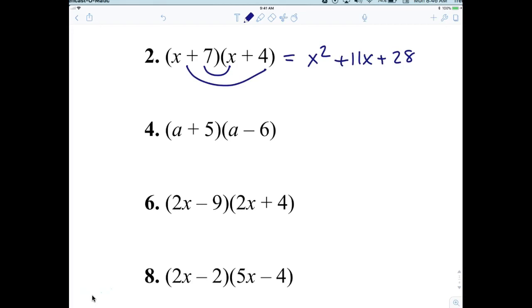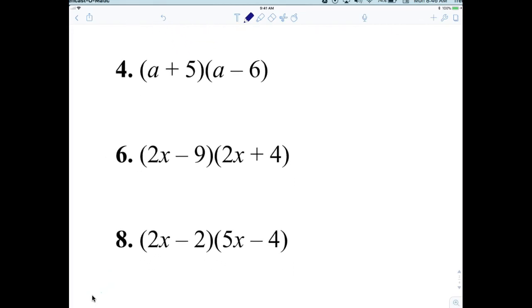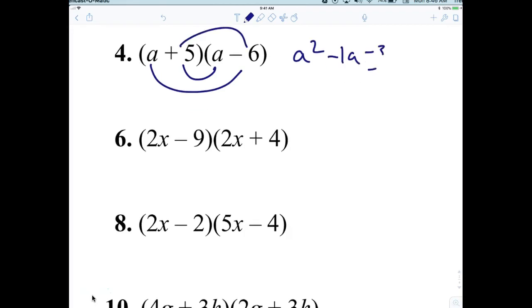All right, so now we're going to do the next one. a times a is what? a squared. Now I have 5a minus 6a, which is negative 1a, and then negative 30. Really simple. Mental math. And the reason why I say that's important is because as you progress, you're supposed to be able to do that. You're supposed to just be able to say that's the answer.